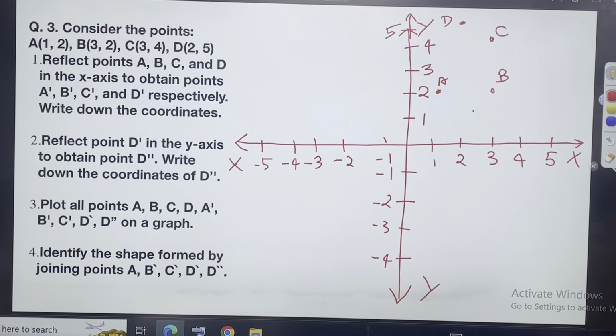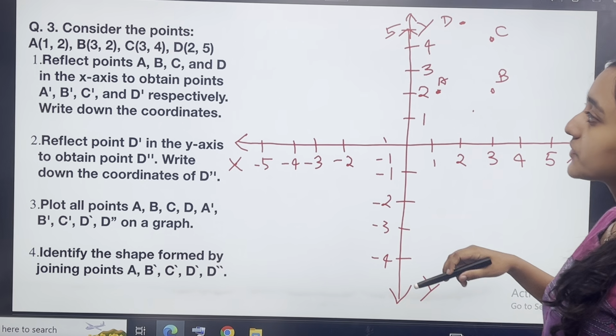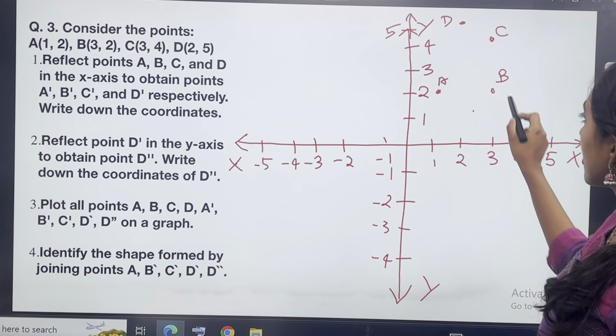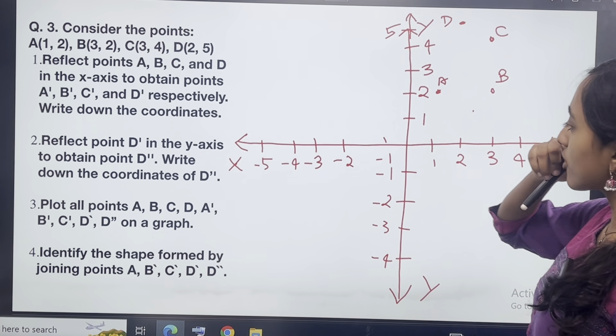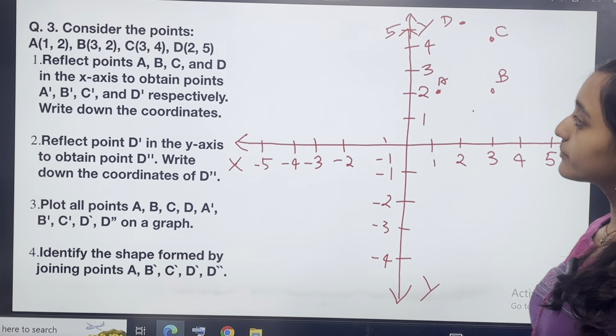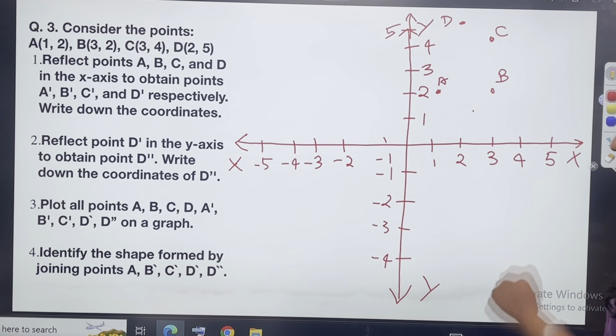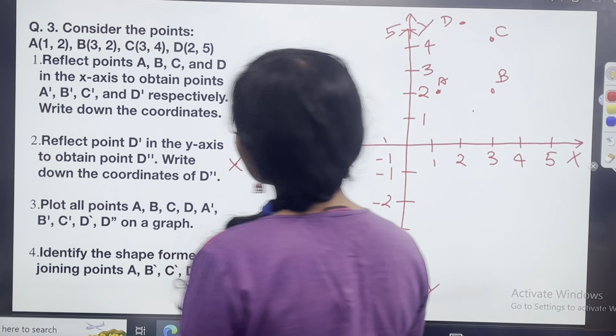Okay, so what I did so far was that I was trying to plot the 4 points that were given to me. So 1 comma 2 is 1 comma 2, 3 comma 2 is 3 comma 2, 3 comma 4 is 3 comma 4, 2 comma 5 is 2 comma 5. Okay. Next, reflect the points A, B, C, D in the x-axis.